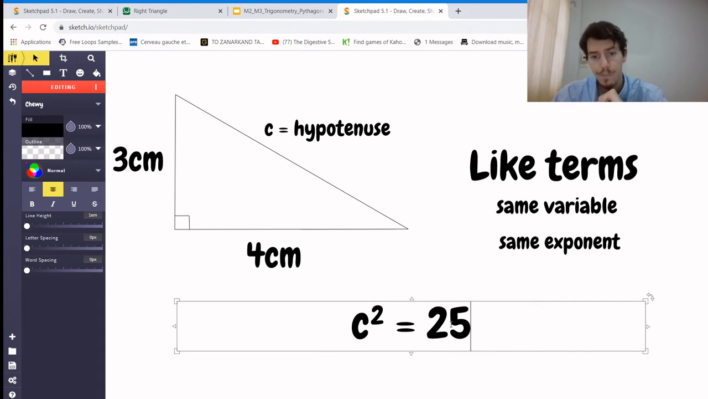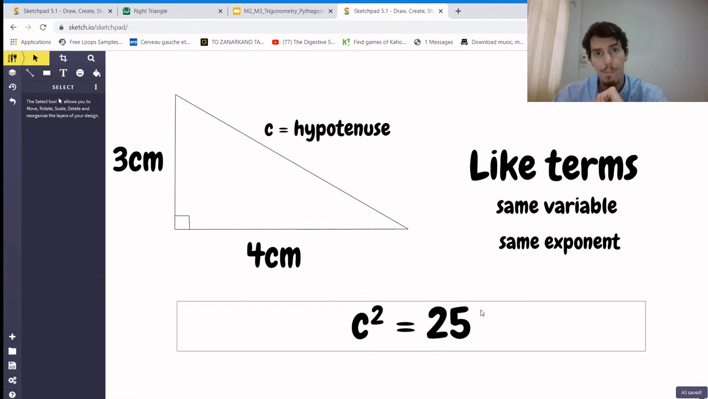Okay. So now it's very good because on the right side here, we only have one number. We cannot make this one simpler. It's already very simple. So now we have this equation, c squared equals 25. Now what do we do?